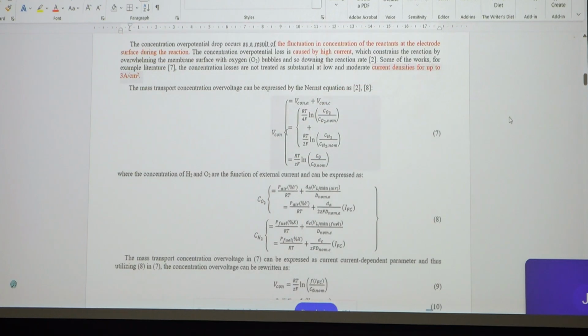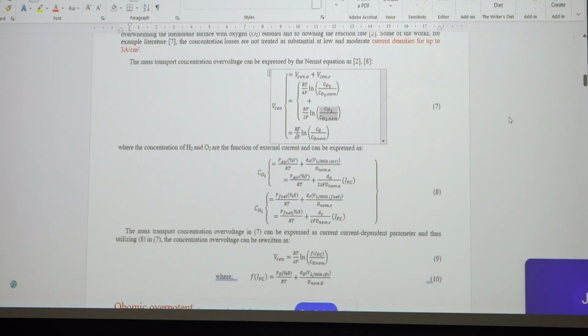So this part can be defined the same as the activation overpotential. The concentration overpotential can be defined in two sections, one anodic and another cathodic. It is highly dependent on the reactant concentrations, as I said. This is the nominal concentration of one reactant, which happens in the anode, this is oxygen, and this happens in the cathode, so this is for hydrogen concentrations. This is the ratio between the measured concentrations and the nominal concentrations for the fuel cell.